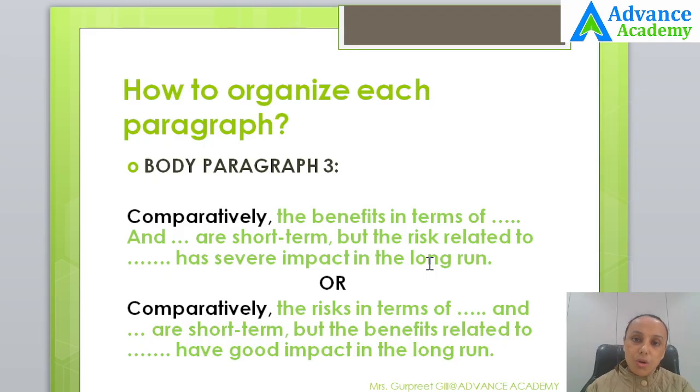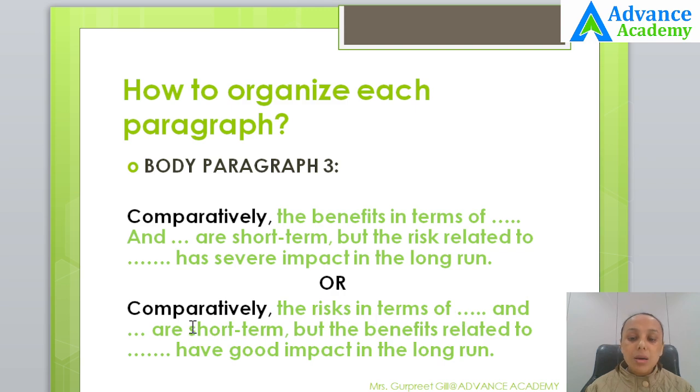So this is one way of using the body para 3 where you're going to prove that the negative side is bigger, it is a permanent negative impact. The risk is going to have an impact in the long run. Or you may use the other way around. Comparatively, the risks in terms of this and this are short term. Sometimes for a particular situation, the risks are only temporary and they can be easily managed. So you might use the keywords for the risks that you just mentioned in the darker side paragraph.